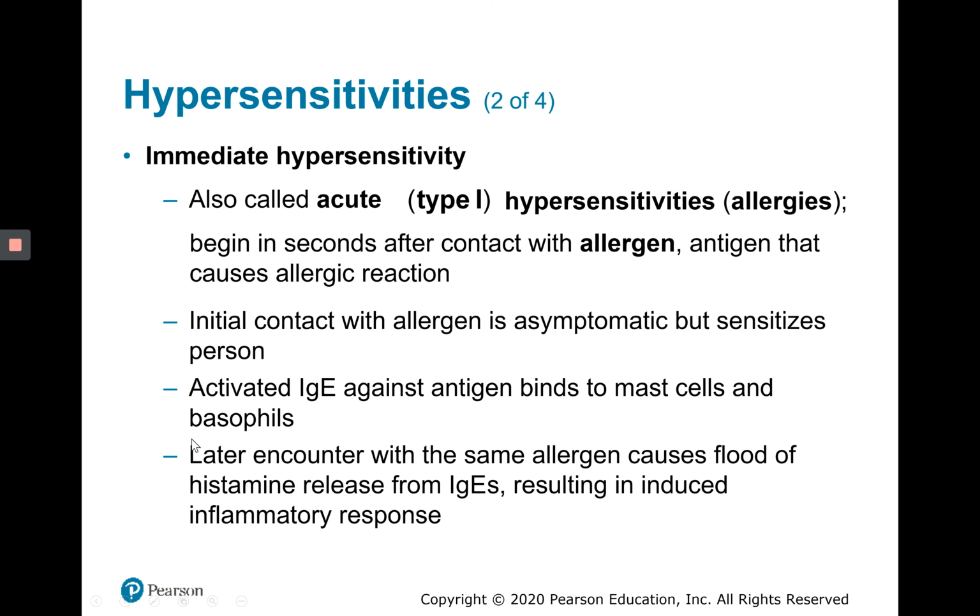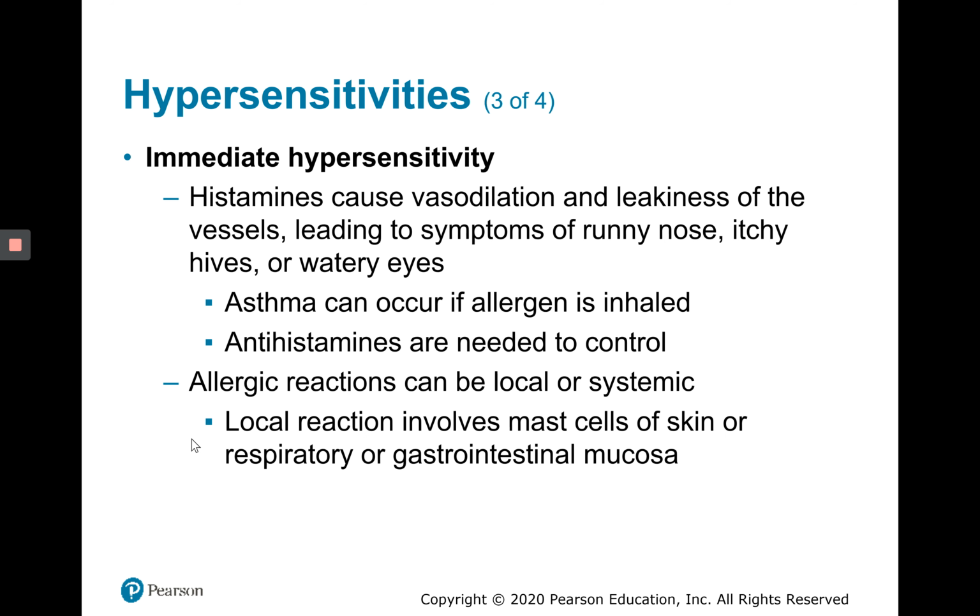And so a later or secondary encounter with the same allergen wouldn't be asymptomatic. The secondary encounter actually causes a flood of histamine released from the IgEs, and that would result in an induced inflammatory response or allergies. The histamines would cause vasodilation, increased vascular permeability. It would lead to symptoms like a runny nose, itchy and watery eyes, hives, as well as asthma, which can occur if the allergen is inhaled. Antihistamines are usually needed for control of immediate hypersensitivities.